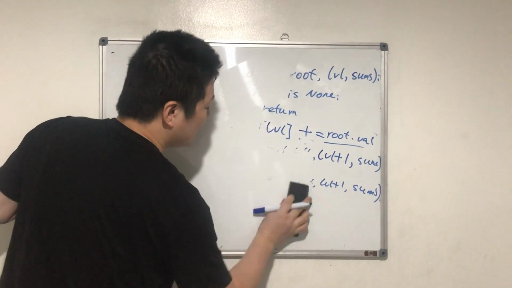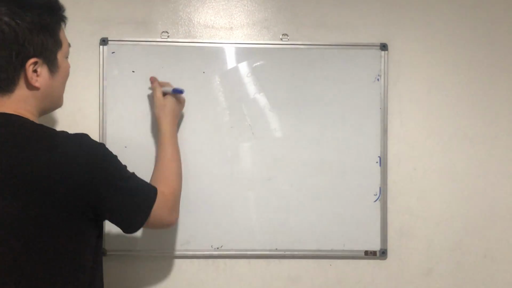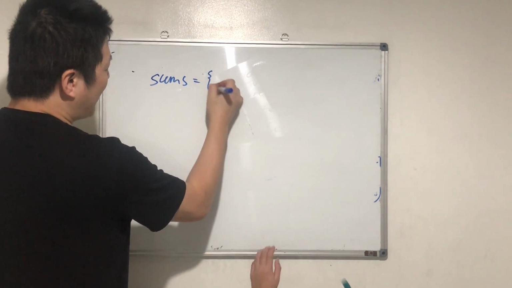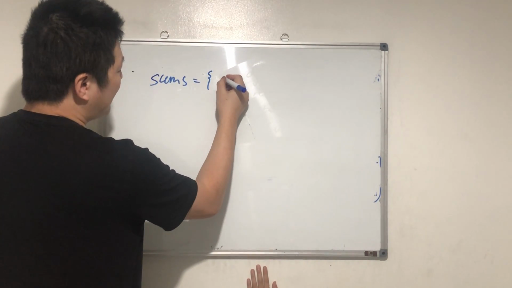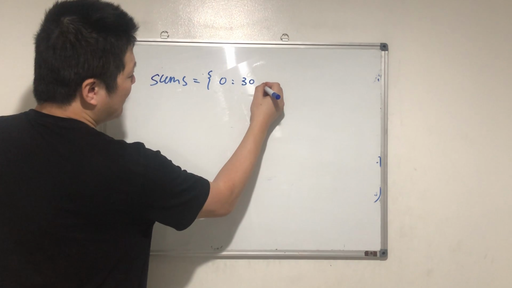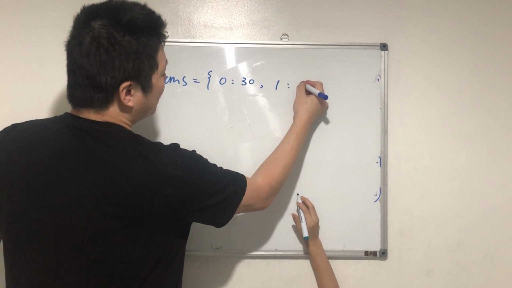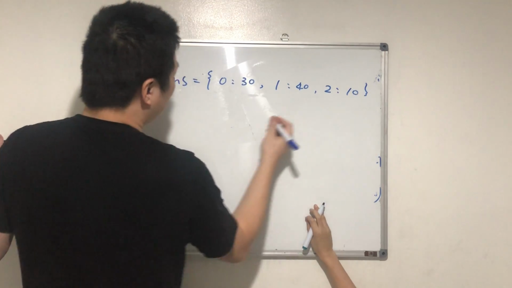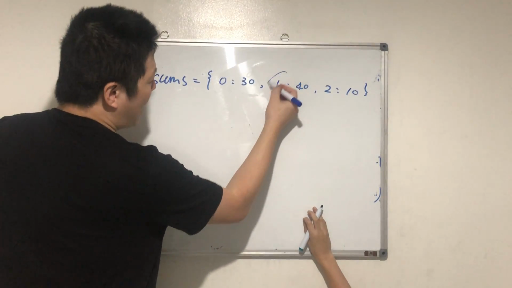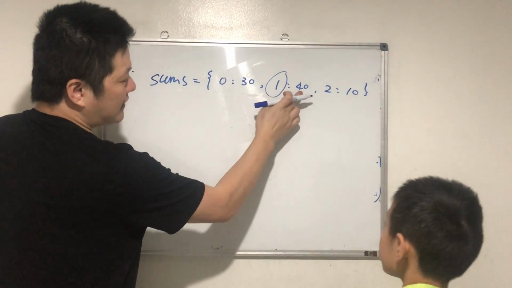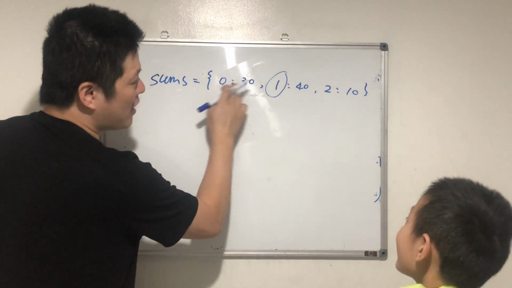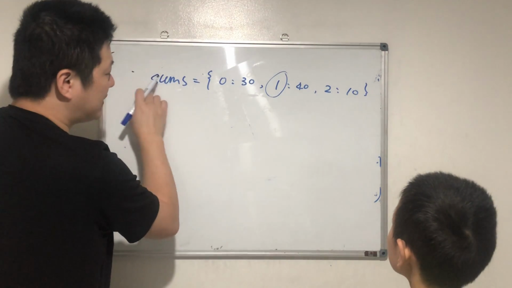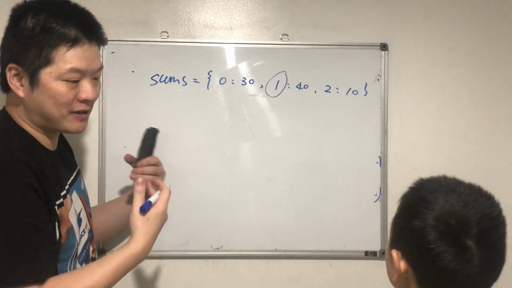Look, Eric, sums will be something like that. A dictionary, okay? Let's say level 0 with sum 30, level 1 with the sum 40, and level 2 with the sum 10. So I want to return level 1 because level 1 has the largest sum, 40, right? 0, 1, 2 is the key. 30, 40, 10 is the value. Sums is the dictionary, key value pair, which is the notebook, right?